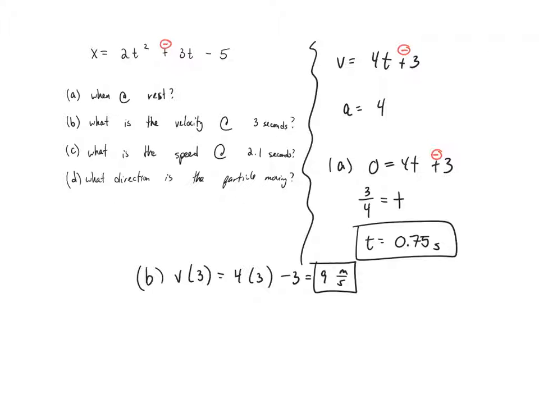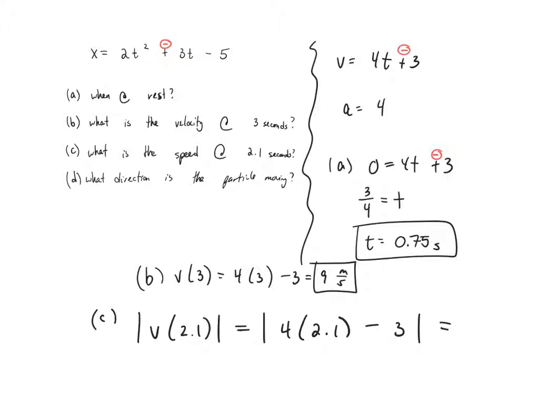For part C, what is the speed at 2.1 seconds? What are your thoughts? I took the absolute value of 4 times 2.1 minus 3. Very good. So again, although this answer will definitely be positive because we know it already, if you just look at the magnitude of the numbers, we still want to write down absolute value. So if you're taking an AP exam and it asks you for speed and you simply put v of 2.1, they're going to mark you off even though it's the same answer.